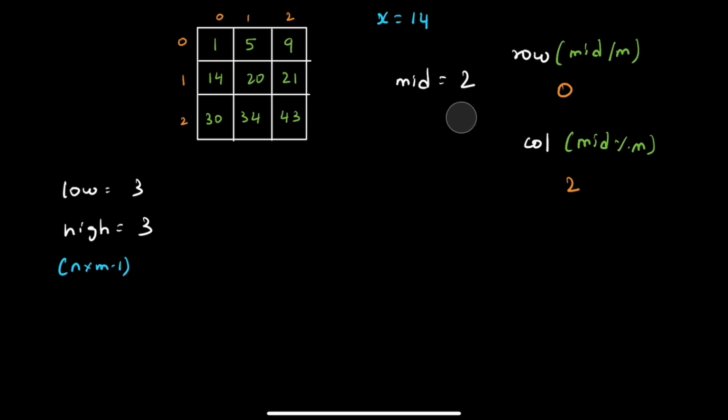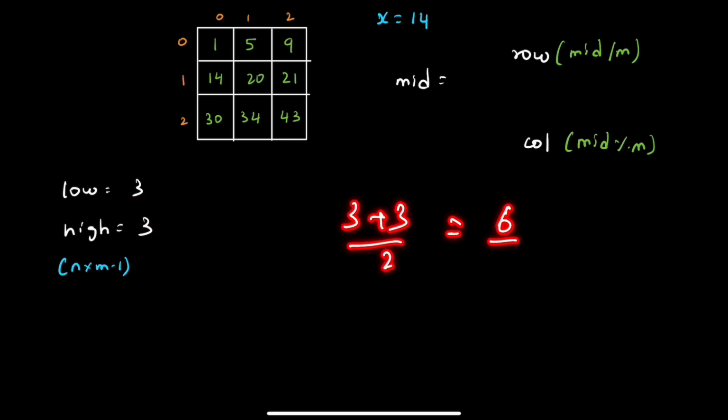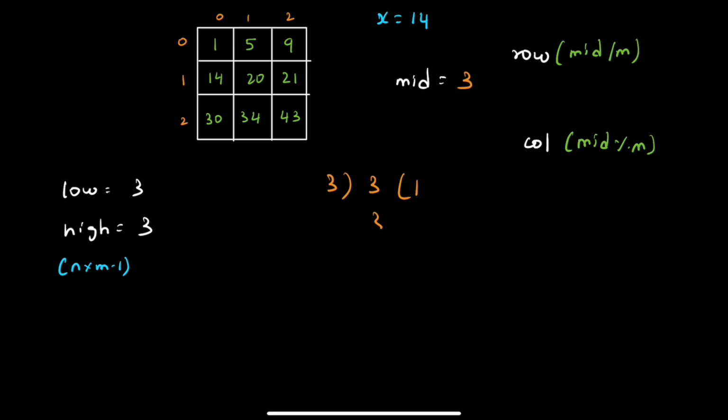So let's erase this, and this. Okay. Now our low is 3 and high is 3. So 3 plus 3 by 2 is 6 by 2, which is nothing but 3. So we have got our mid as 3. So let's divide our 3 with 3. So 3 ones are 3 and the remainder is 0. So the row is 1 and the column is 0.